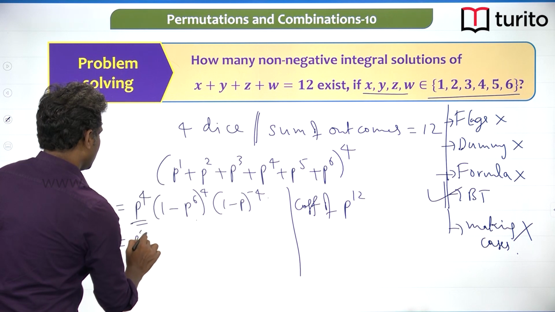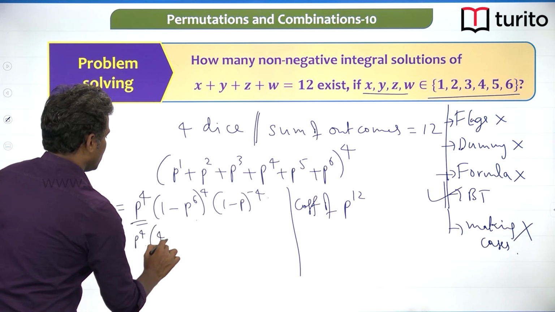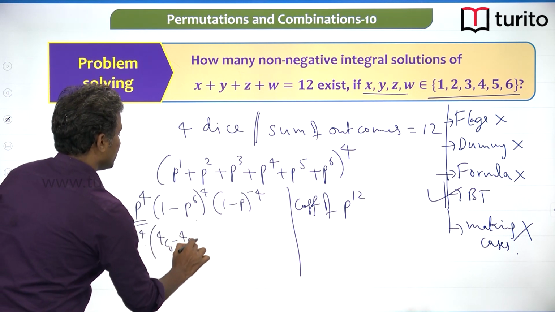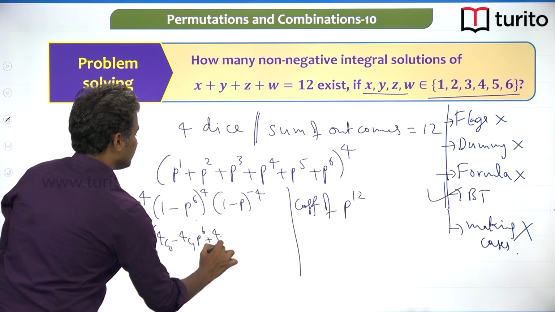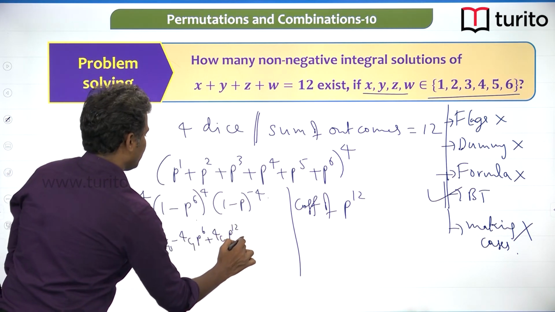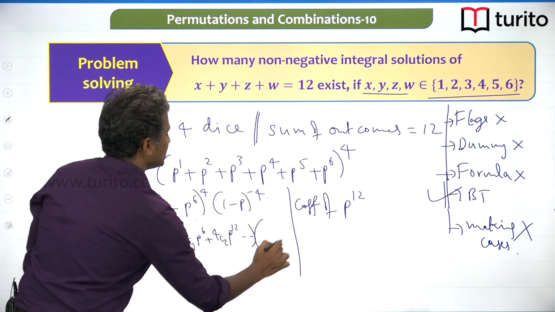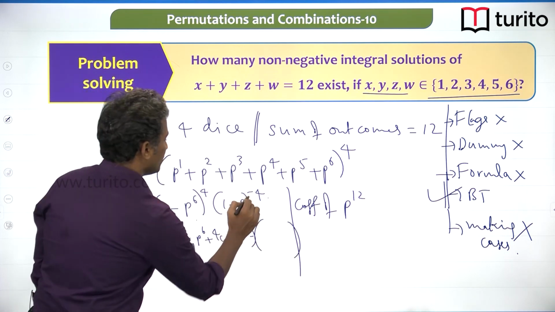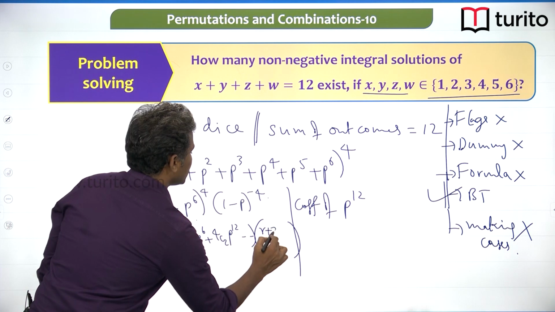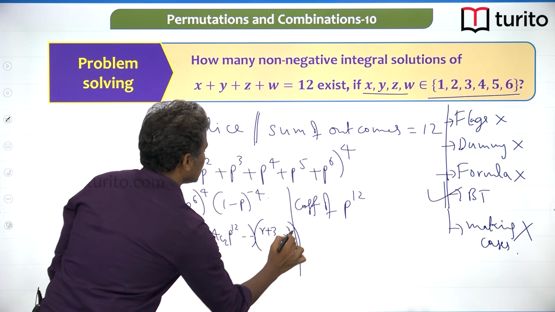So it becomes p raised to 4 into (4c0 minus 4c1 into p raised to 6 plus 4c2 into p raised to 12), right? And here the general term is going to be r plus 3 cr x raised to r. This is our general term.